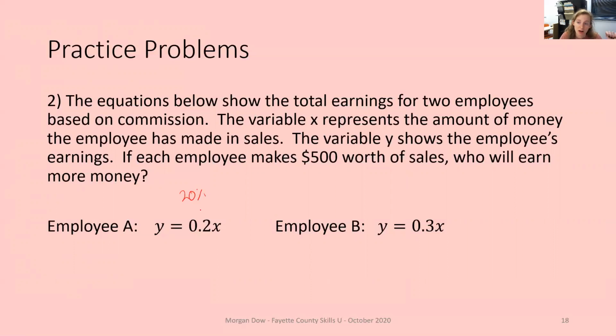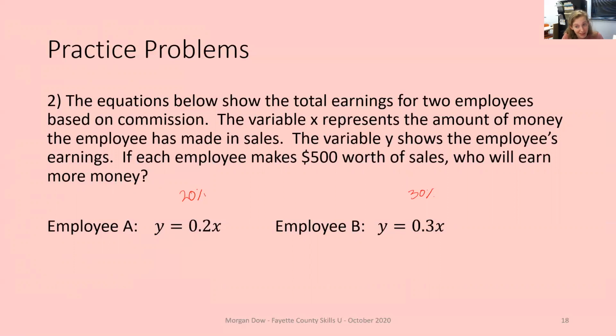If you think back to our unit on percents, we talked about how decimals and percents are related. Employee B is making a 30% commission. So maybe they've worked at the company a little bit longer, they get that higher commission. So who will earn more money? Well, we actually don't even really need to worry about that $500. If they both make $500 worth of sales and employee B gets 30% of that and employee A gets 20% of that, employee B is definitely going to earn more, right? It's a higher percent of it.